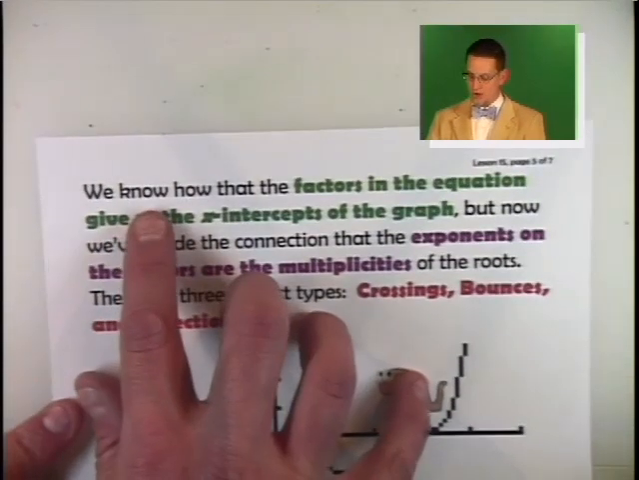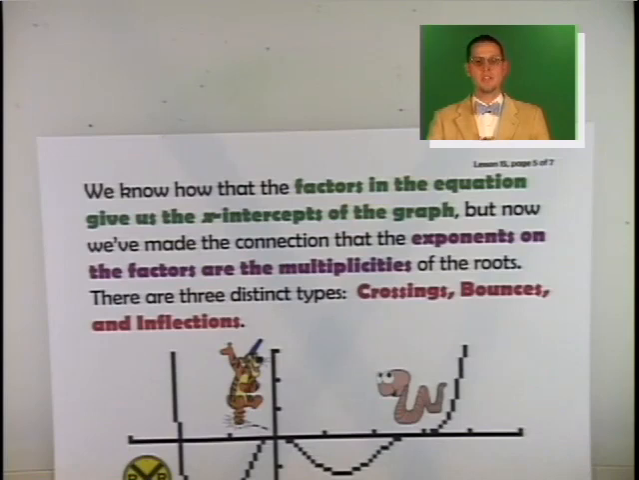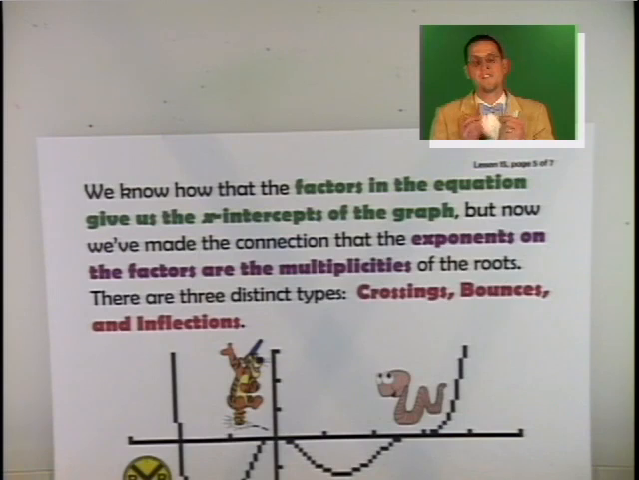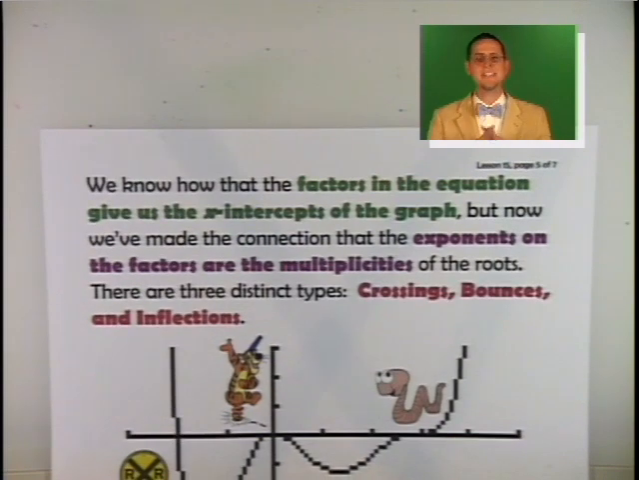Okay, let's summarize here. We know now that the factors in the equations give us the x-intercepts, or the roots. But by that last example, we also know that the exponents on those factors, or the number of times that they occur, affect how the x-intercepts look. Okay? And there are 3 distinct types that you at home are responsible for knowing strictly from the equation how they look on the graph. 3 distinct types.